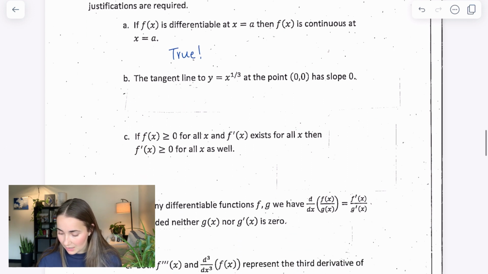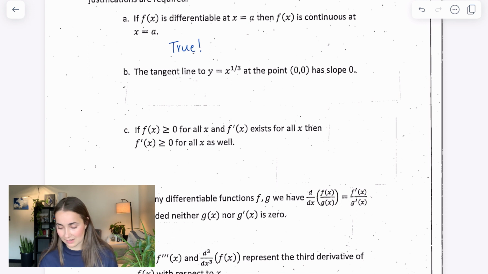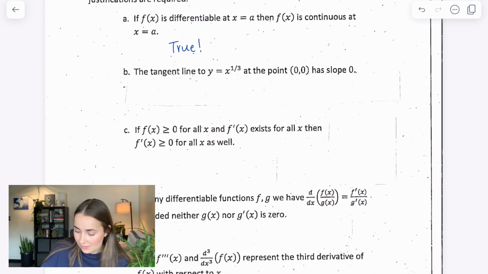Now for part B, we have the tangent line to y equals x to the 1/3 at the point 0, 0 has a slope of 0. So remember, in order to find the slope of the tangent line, we need to find the derivative. So let's go ahead and find y prime. Here I'm going to use power rule, so I get 1/3 x to the negative 2/3.